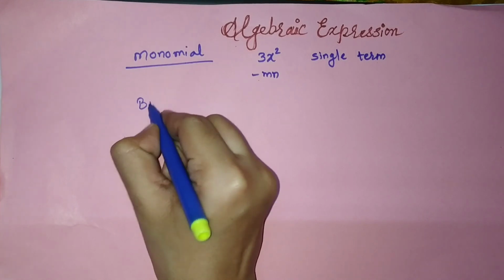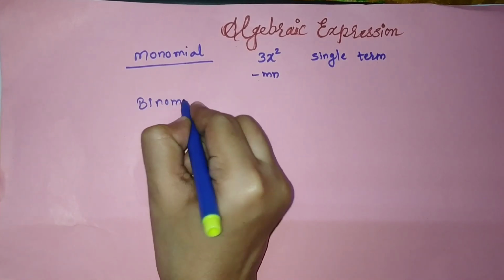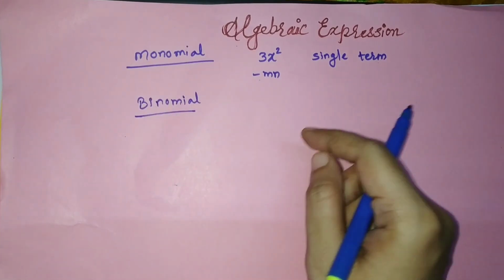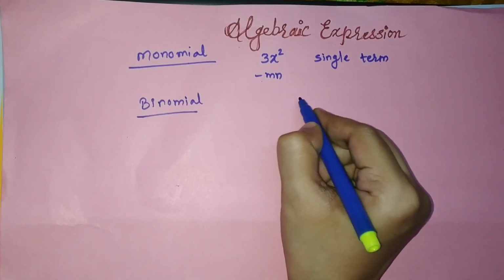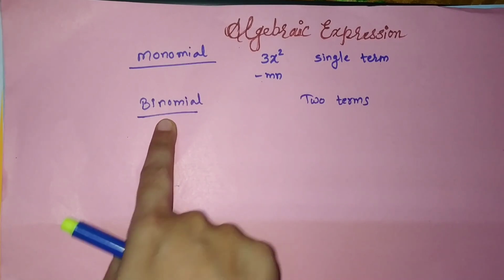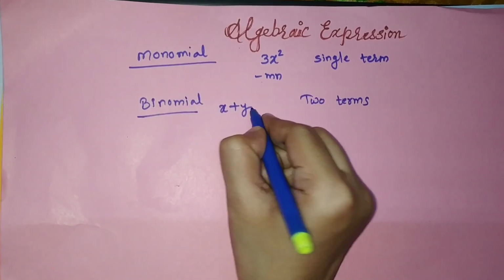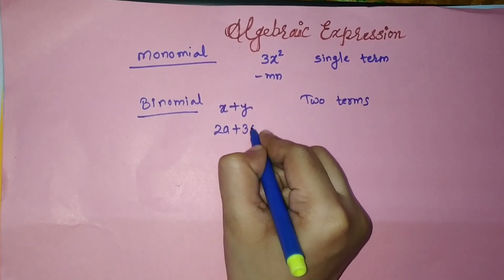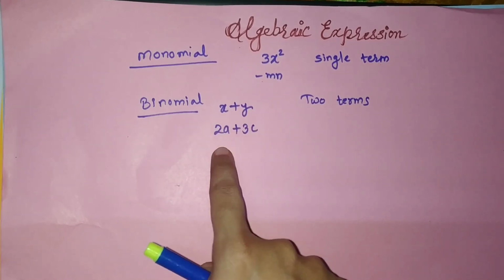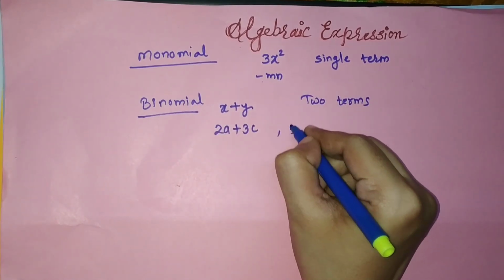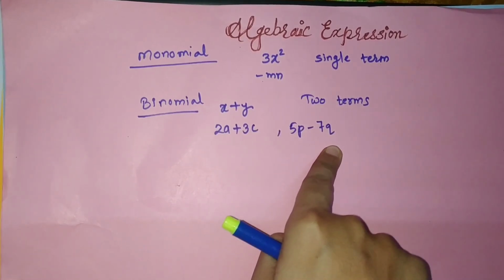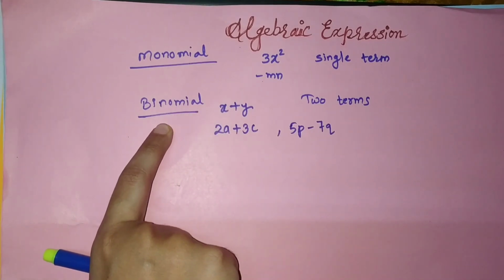Next we are having the binomial. So when you are speaking about the binomial, here bi represents two terms. So we can call an algebraic expression with two terms a binomial. For example, x plus y, 2a plus 3c. So these are the two terms. Here x and y are added up, and 2a plus 3c is there. Again you can say 5p minus 7q. So this expression contains two terms, so it will come under the binomial.